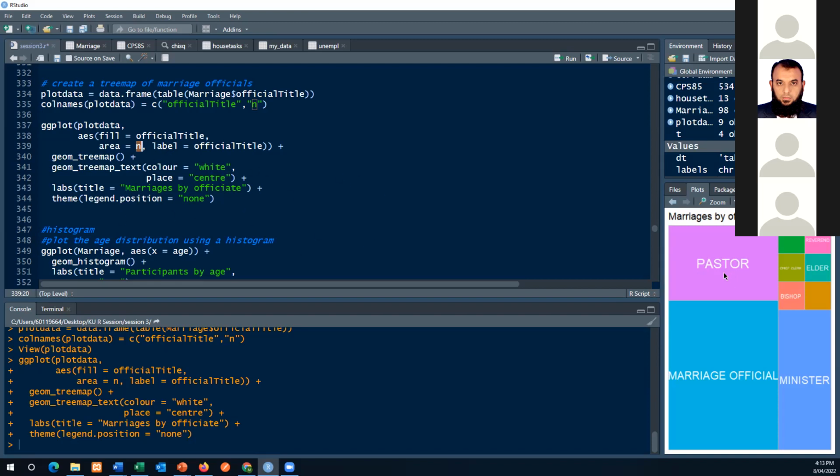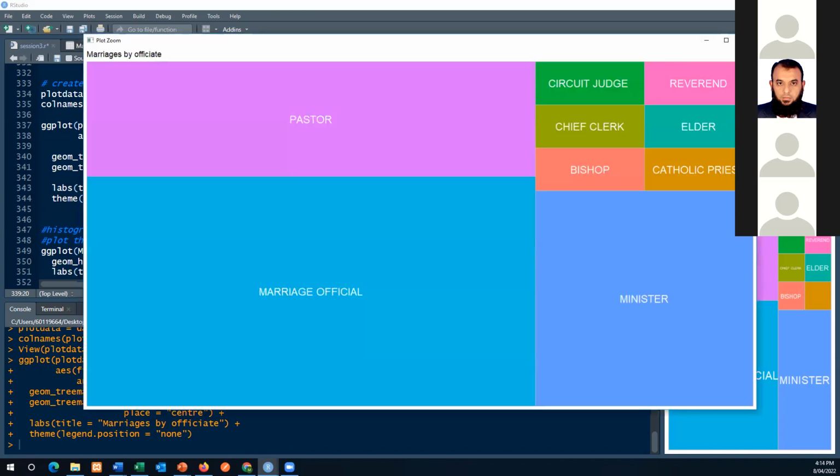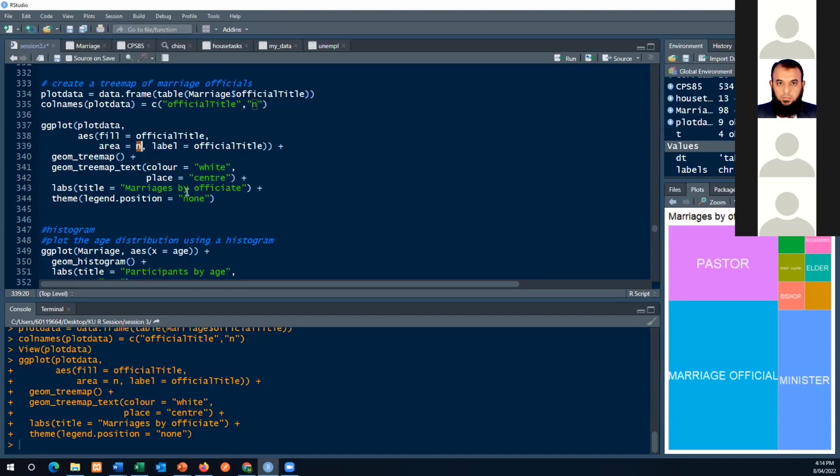And place it in the center. It is placed in the center of the area. And the legend theme position is none. There is no legend given in this case, so if you see, no legend has come on the right side. But if you say legend position left or right, then you will get a legend. But since we have been putting the labels, we don't need a legend in this case.